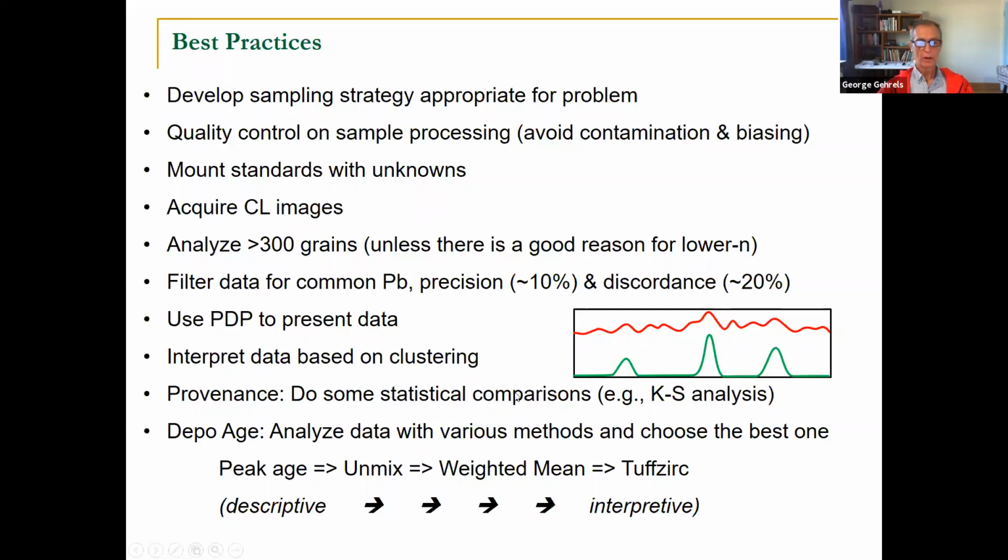Do statistical comparisons. If you're doing max depo age, I would advocate for doing all 4 of the methods that we presented, and there are some new ones that have come out just this year. Peter Vermeesch again weighing in. So you could do the peak age, which is totally descriptive. And then as you move through these off to the right, they become a little bit more interpretive. So you're a little farther from the measurements, but it's probably good to do all 4 of these and then come up with some justification for using one particular method.